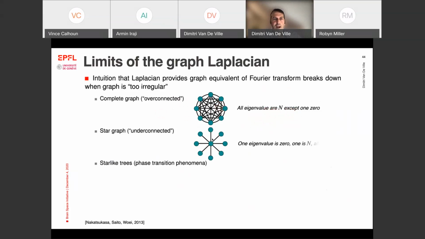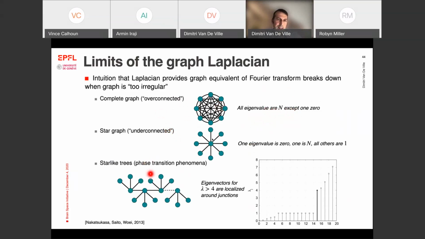If you have a star graph, which you can consider as a graph which is interconnected, then one eigenvalue will be 0, one will be n, and all others will be 1. Again, not very great as a graph Fourier transform. And there are many other cases that have been described in mathematics. For instance, if you have star-like trees, you have a certain phase transition phenomenon that happens, where you can also prove that many eigenvectors will be localized eigenvectors, which again is not something that makes up a great graph Fourier transform.